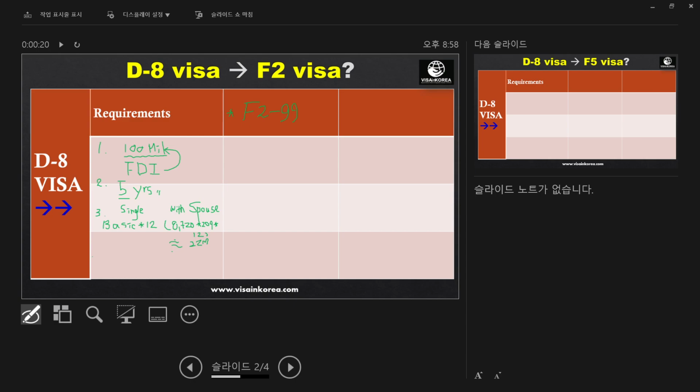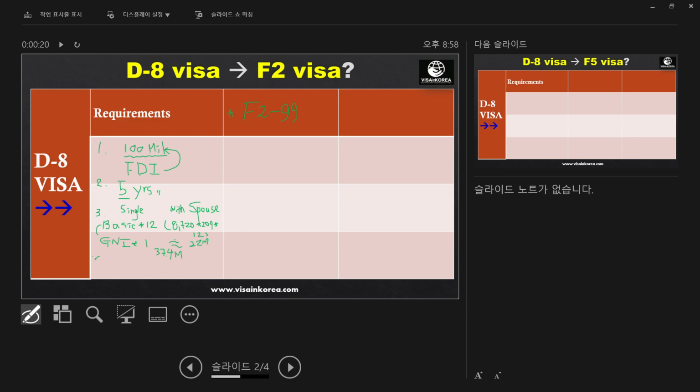If you are staying with your spouse, GNI one-time income is required. The 2019 GNI is 37.4 million won. This is very required for that, and it is a very important thing. You have to meet this one for the F-2-99 visa, right?